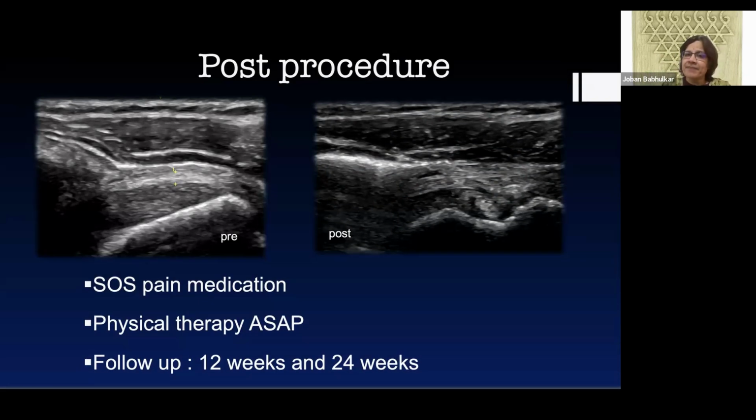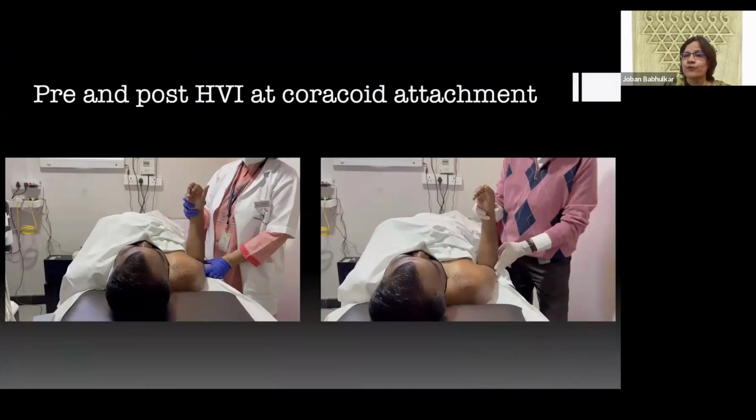Of course, we give them pain medication, usually something like Flogam for 5 days and either Ultra Day or Ultraset for 5 days. They have to do physiotherapy either on the same day or the very next day. And they are typically followed up at 12 weeks and then later at 24 weeks.